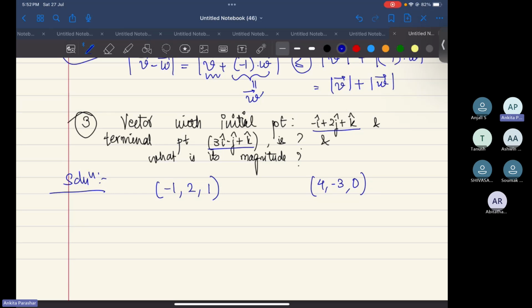So let me write the terminal point first. 3 comma minus 1 comma 1. Take the difference. I think you will get 4 comma minus 3 and then 0. Yeah, so this is your vector in coordinate form. But suppose I want to write a vector in terms of i cap, j cap, k cap. How would you write?